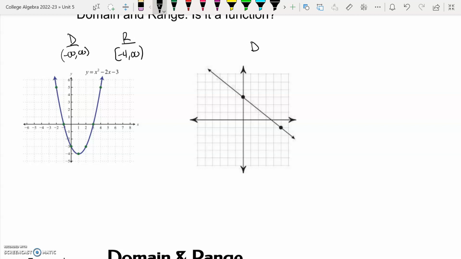This one right here, if it's a linear function, your domain and range are going to be all real numbers, or negative infinity to infinity, however you want to write it. Okay, because it goes forever on the left, forever on the right, and it goes forever down and forever up.